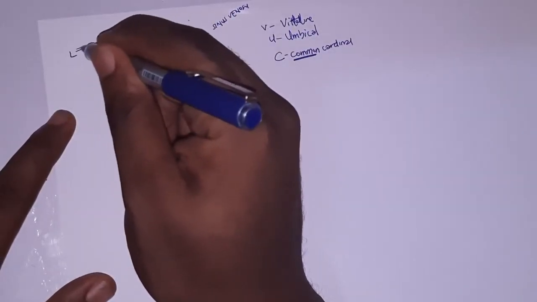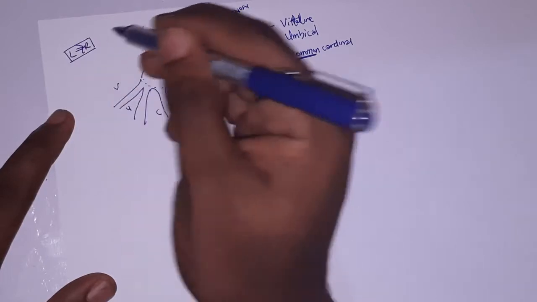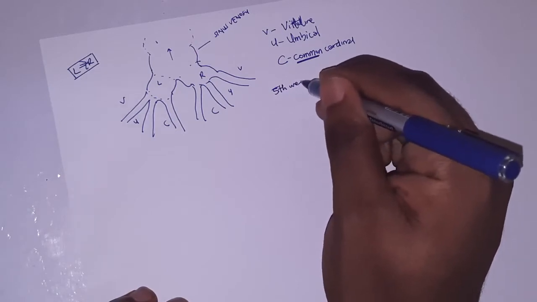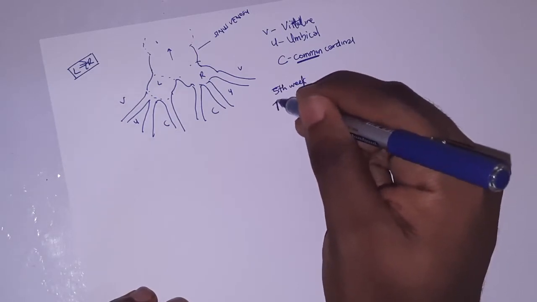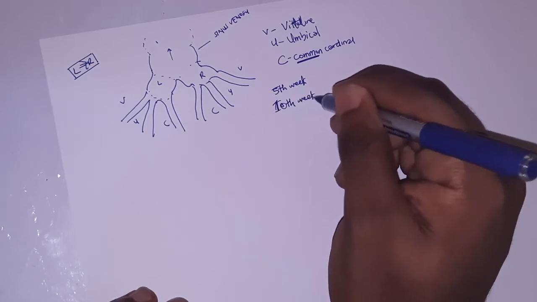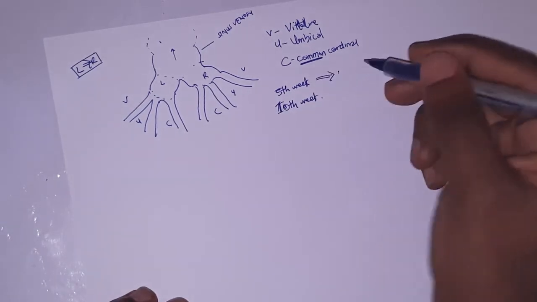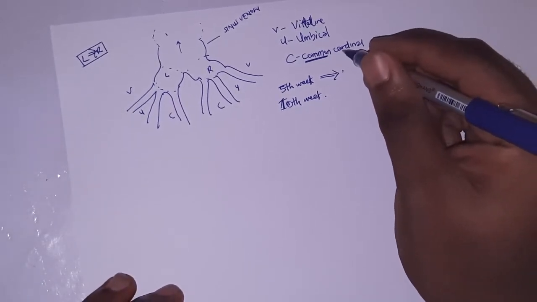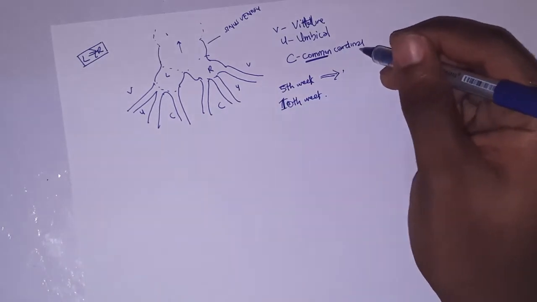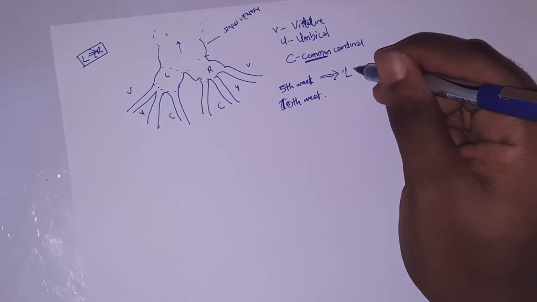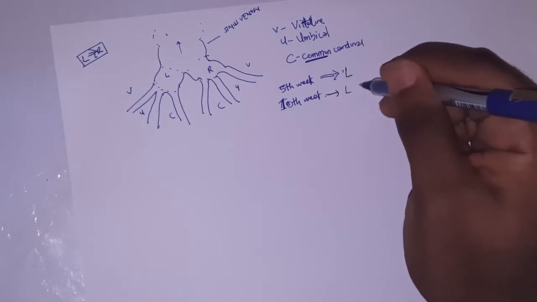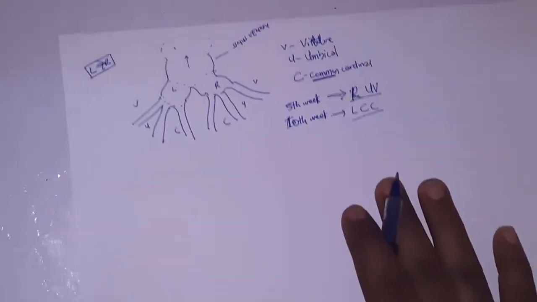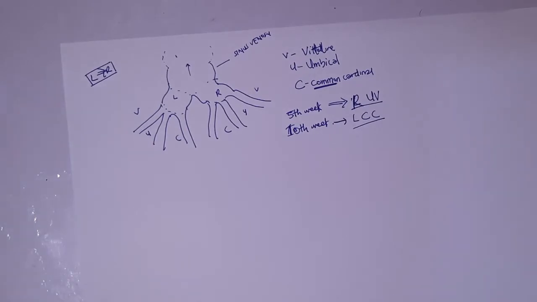Remember, at some point there's a left to right predominance of blood supply. So there are some changes at the 5th week and at the 10th week. How do we put this? Let's say LCC and RUV, if you need an acronym to decode the changes that happen.